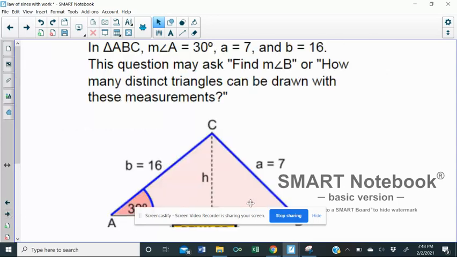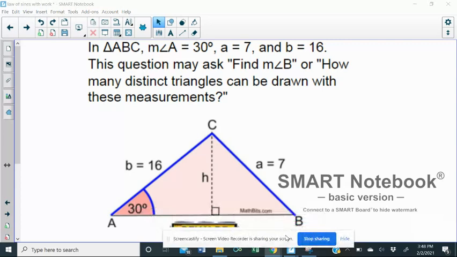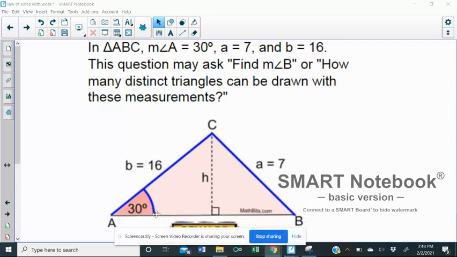So here's a situation. We have our triangle ABC. The angle given to you is 30 degrees. The opposite side is 7, and the side given also is 16. So when you go to figure this problem out, well, 30 degrees, this is 7, this is 16. Obviously we need this to be smaller, right? So acute, smaller, larger side.